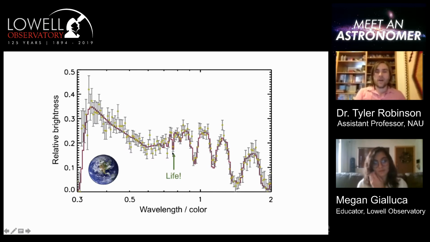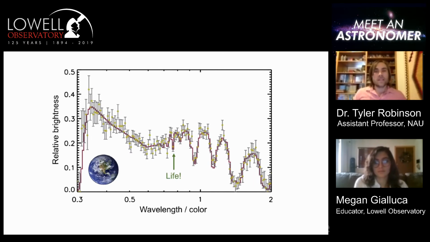And so as I have highlighted right here, at colors that are a little bit redder than what you and I can see with our eye, there is a feature due to oxygen in our atmosphere, where oxygen does a good job of absorbing light, and so it creates what's called an absorption feature. And so that feature in the spectrum of our own planet is indicative that our planet is inhabited and has oxygenic photosynthesis going on it.